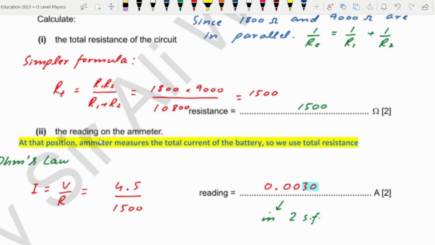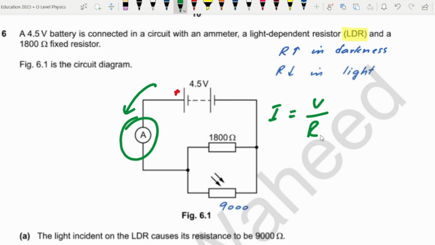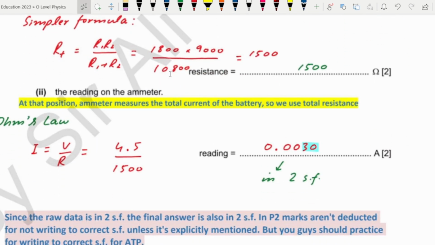In the next part, you need to find the reading on the ammeter. The ammeter at this position is measuring the total current of the circuit. And the formula of current according to Ohm's law, if you rearrange it, is I equals V over R. Since the ammeter is measuring the total current, you need to plug in the value of total voltage and the value of total resistance. Both values are already given. You simply plug into the formula, 4.5 divided by 1500. You write down the answer 0.0030. I have written it in two significant figures.